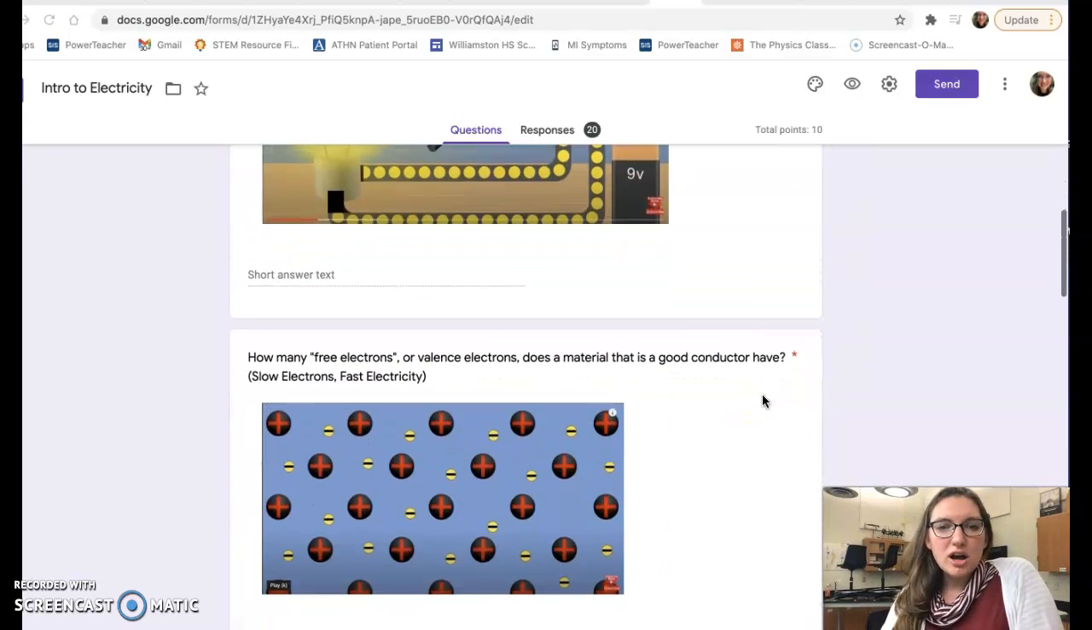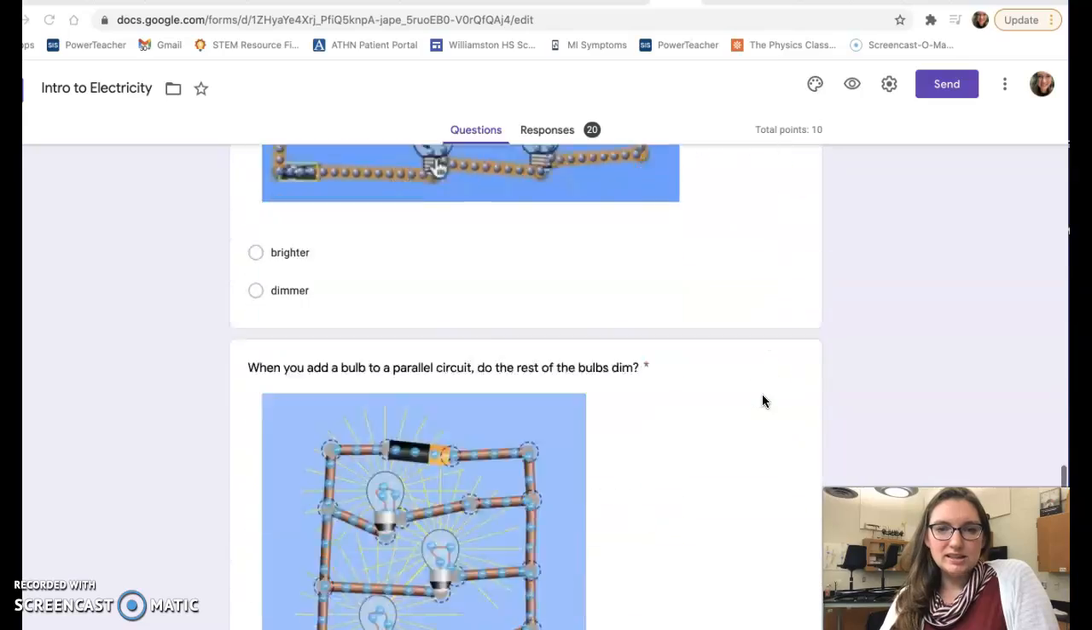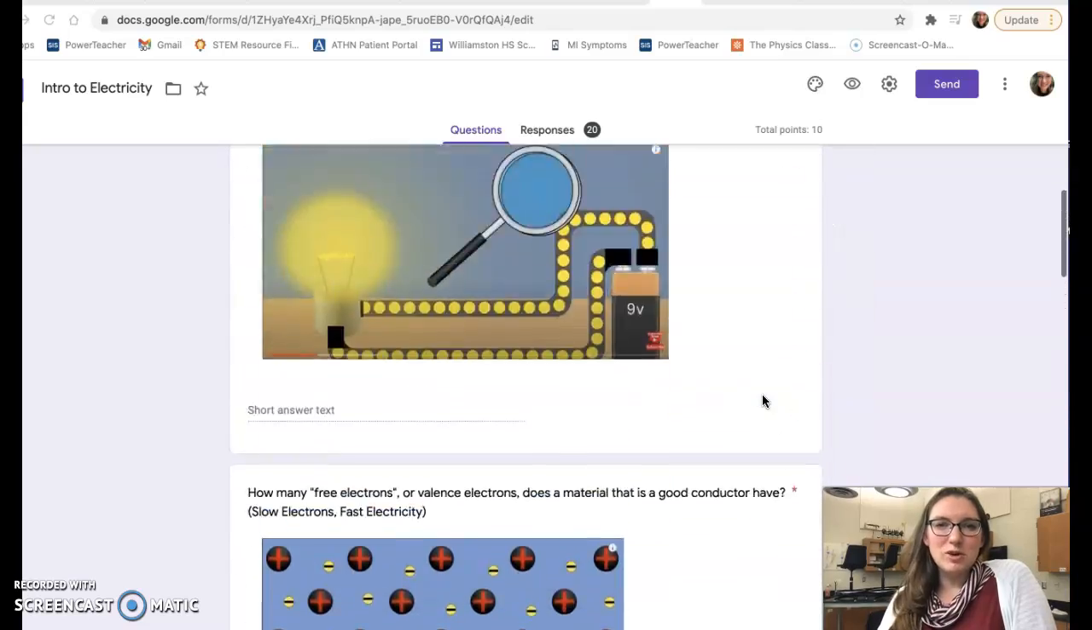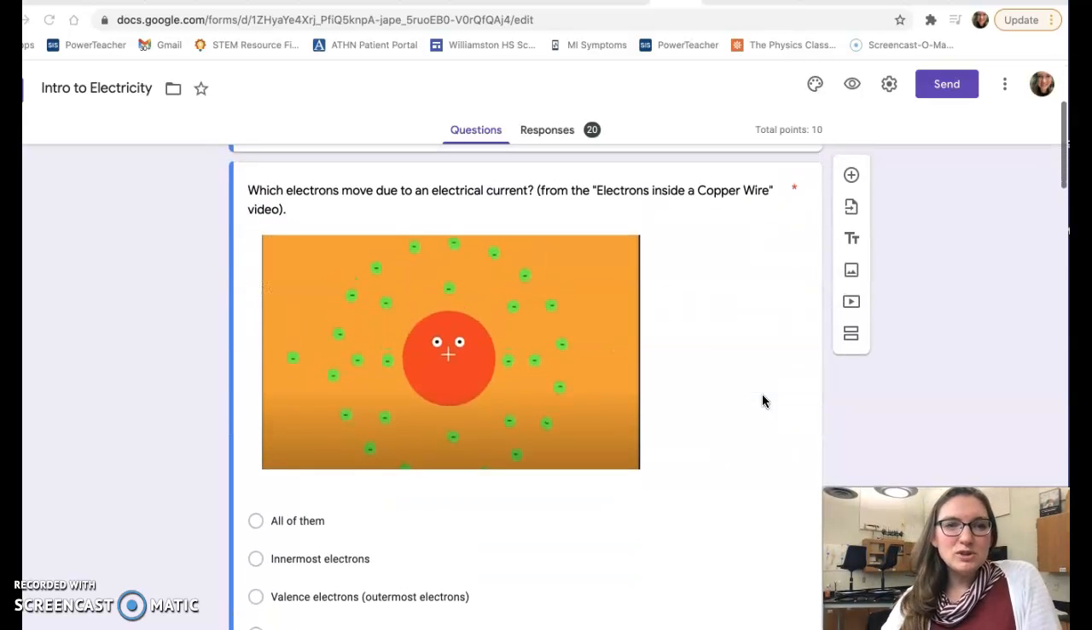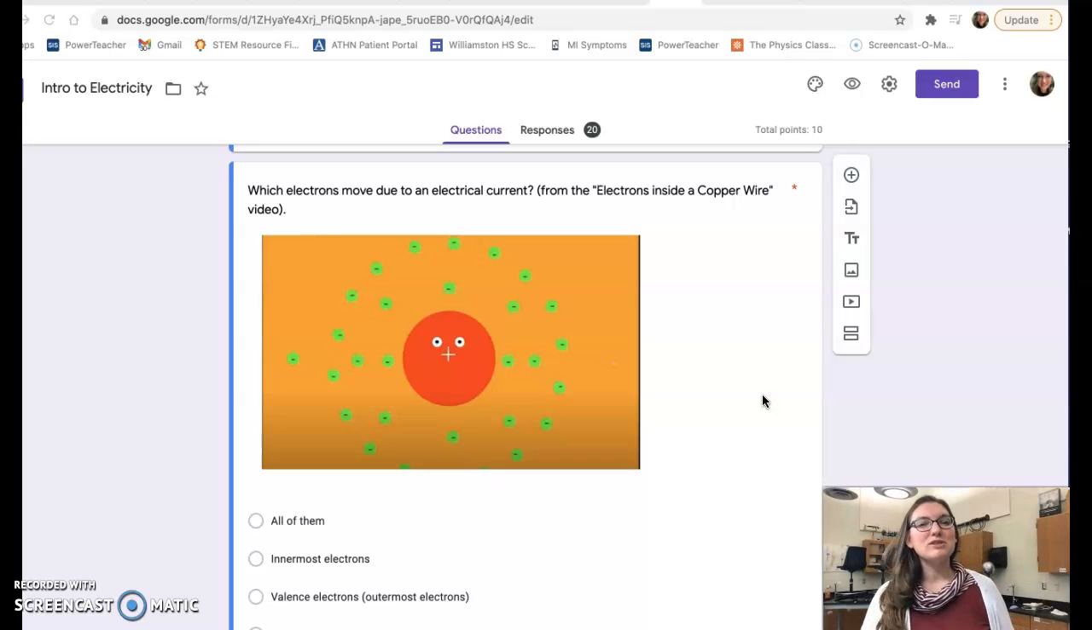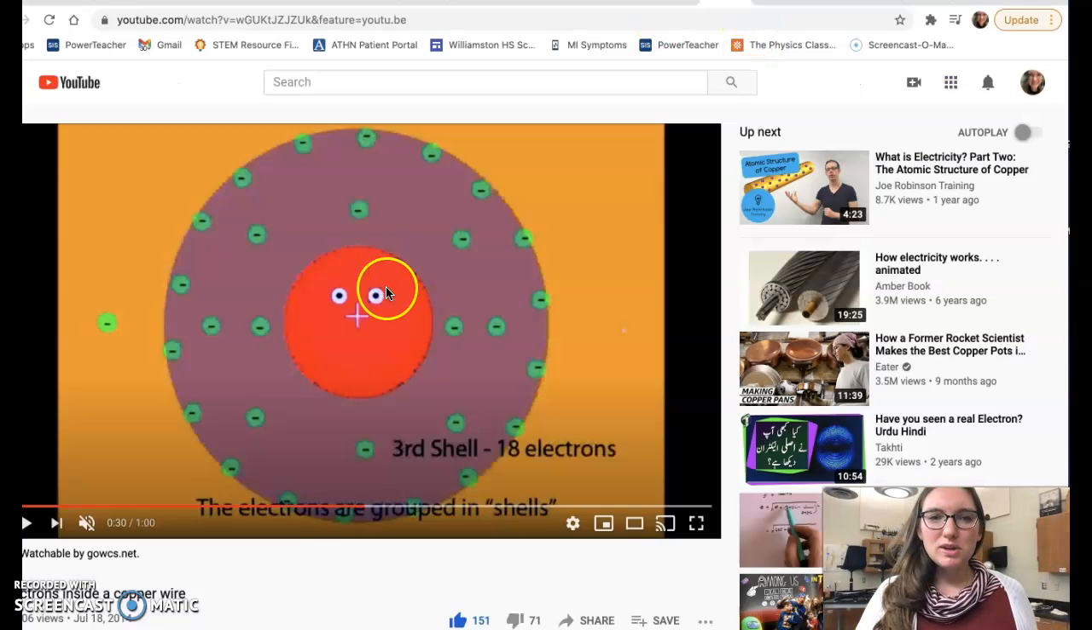So I'm going to talk through this with you because I was just giving you guys videos, but I feel like I could probably teach it a little bit more too, so you really get it a couple different ways. So this first question is, which electrons move due to an electrical current? I'm going to show you where that comes from.